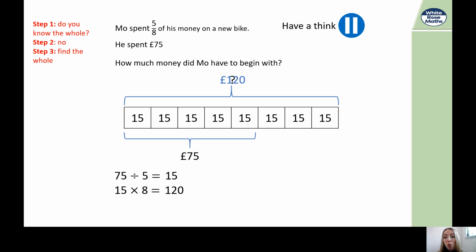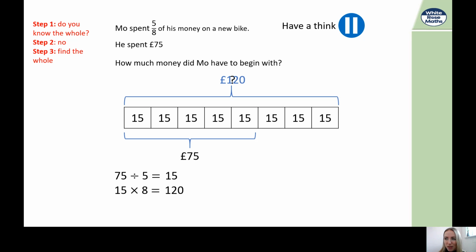Okay, so that tells us that we're not finding a fraction of an amount. That tells us that we need to work out what the whole amount is, which is exactly what we've just been doing and what we did on Friday. Okay, so he said Mo spent 5/8 of his money on a new bike and he spent £75. So I know that 5/8 is worth £75. So this is why we get you to draw the bar model, because you can visually see it. So I'll firstly draw my bar and I'm going to split it into 8 equal pieces. And I do not know the value of the whole amount yet, but I do know that 5/8, so if I count 5 of those 8 parts, is worth £75.